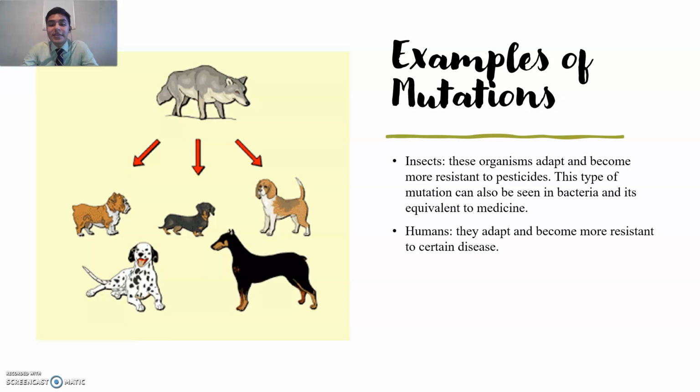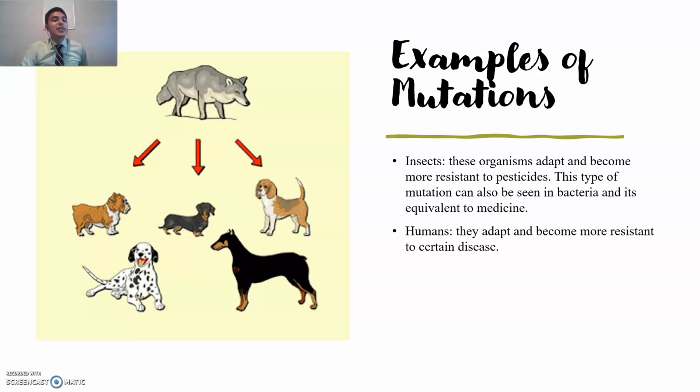Mutations can also happen in humans. They adapt and become more resistant to certain diseases. And I have a very nice example right now with the coronavirus. Several studies have shown that if a person gets coronavirus and manages to heal from the virus, then their body is going to start secreting new proteins that help their immune system fight the coronavirus.